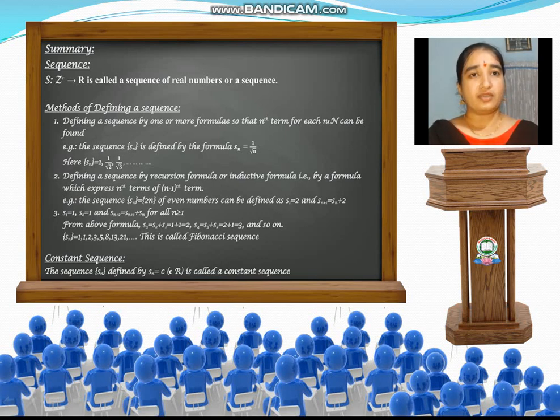There are so many ways of defining a sequence, but for lack of time we are unable to discuss all the definitions. Further, we will get all those by practice. Now, constant sequence. The sequence Sn defined by Sn equal to C, where C belongs to R, is called a constant sequence.